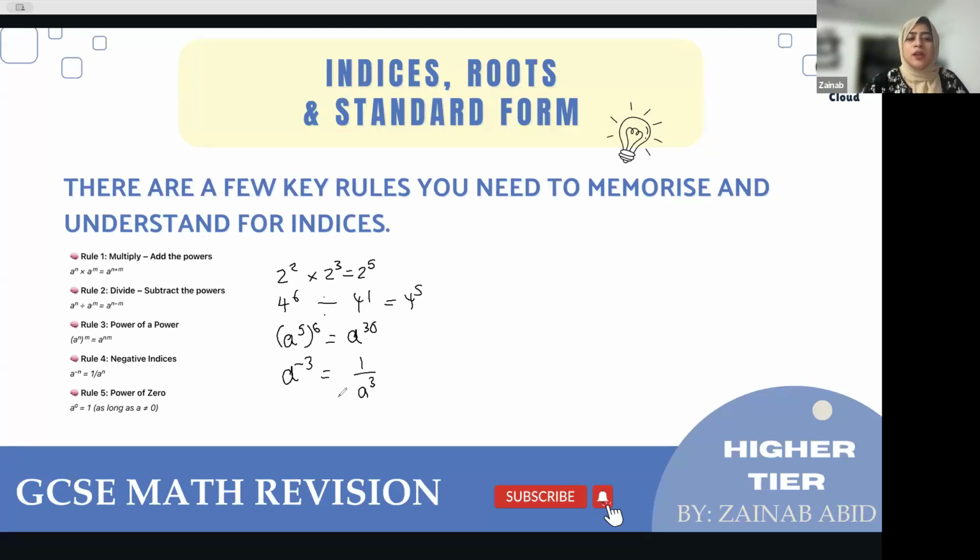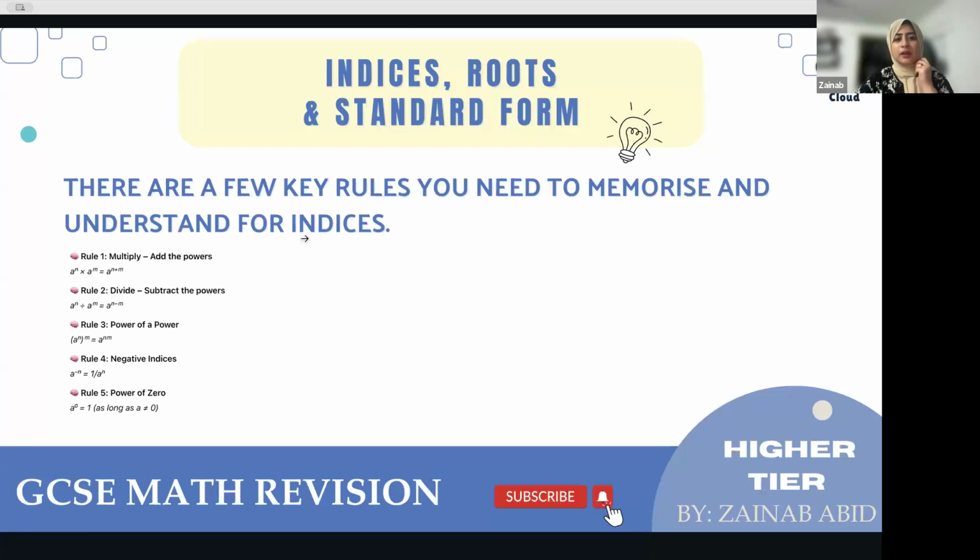The last of the simpler power laws is that anything to the power of 0 is just 1. So 2 to the power of 0 is 1, and 100 to the power of 0 is also 1. These are key laws that you just need to know, so pause the video and note them down.